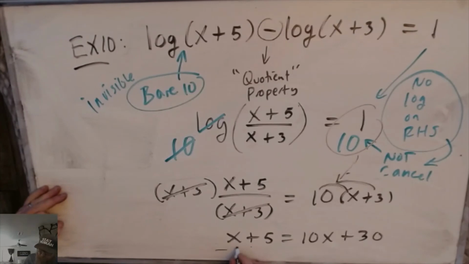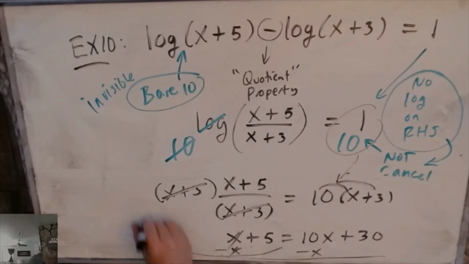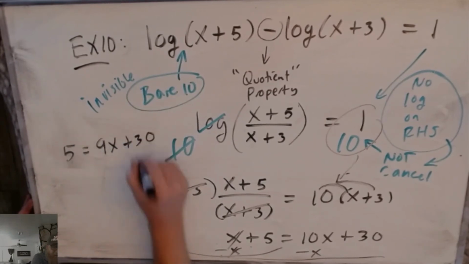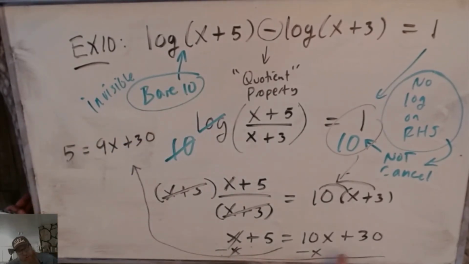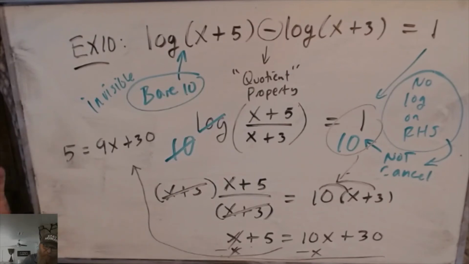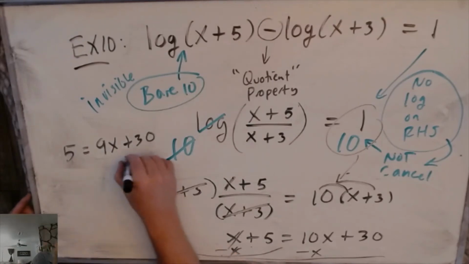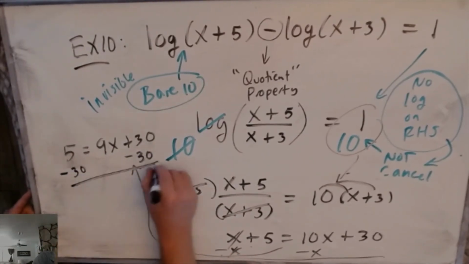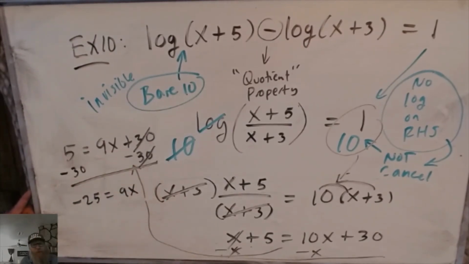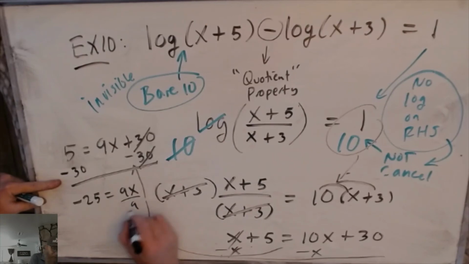You're going to subtract x from both sides. Or you could subtract 10x. I don't really care how you do it. You get 5 equals 9x plus 30. That's if you choose to subtract x. If you choose to subtract 10x, then you're going to end up with a negative 9x on the other side. And I think that on the last day of school, you probably know that by now, I hope. You're going to subtract 30 from both sides. Okay. So that gives you negative 25, and then you're going to divide by 9.